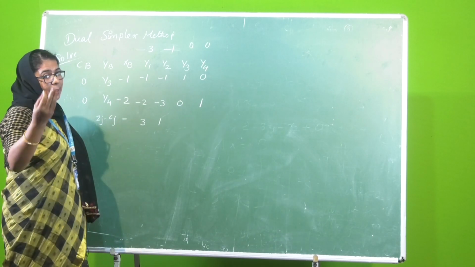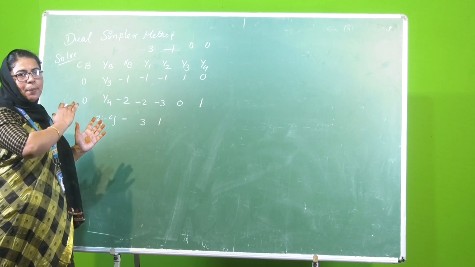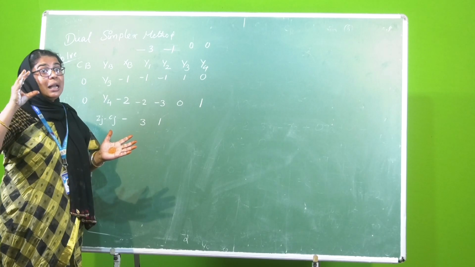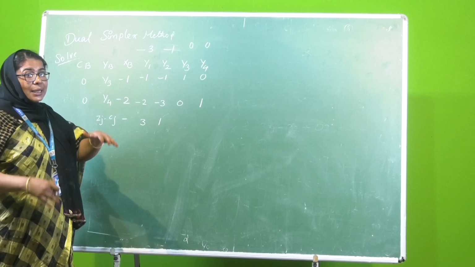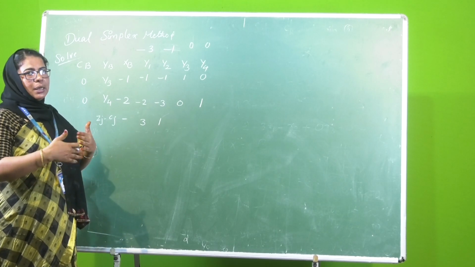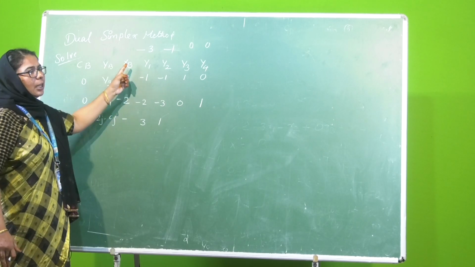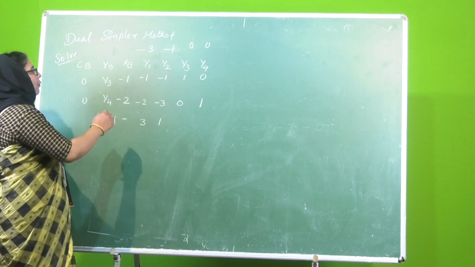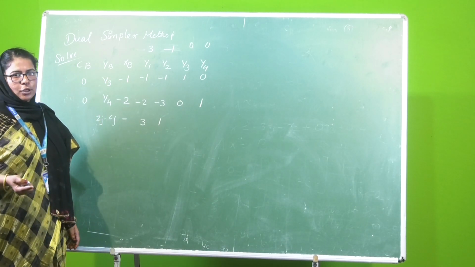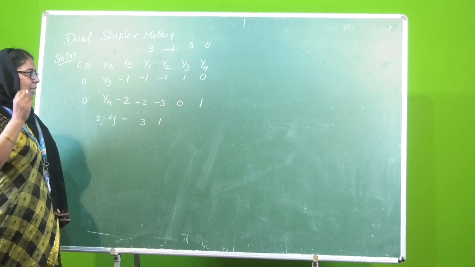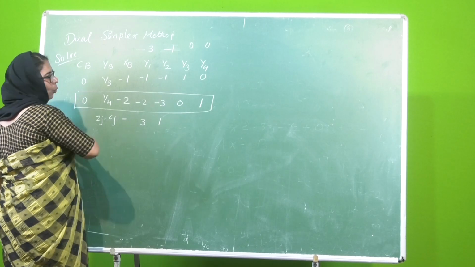Now in the simplex method, first of all you concentrate on the Zj minus Cj value and choose the most negative. In a dual simplex problem, which is a reversed simplex problem, you have to look at the xb value and choose the most negative. Which one is the most negative value? Minus 1 and minus 2: minus 2 is the most negative. So obviously you have to choose the Y4 row.